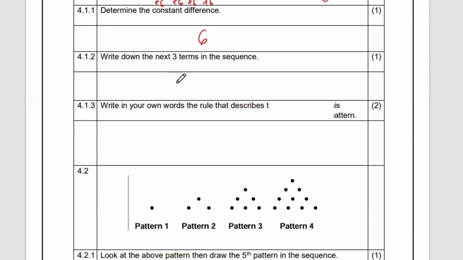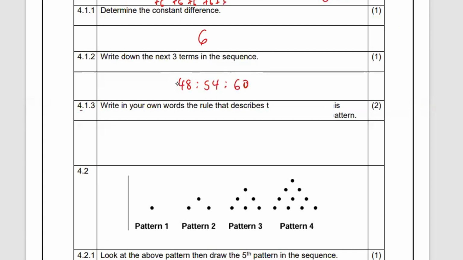Then write down the next 3 terms. So from 42, we must also add a 6, which means we're going to have a 48. Plus a 6, we're going to have a 54. And then plus 6, we end up with a 60. Those are the next 3 terms.